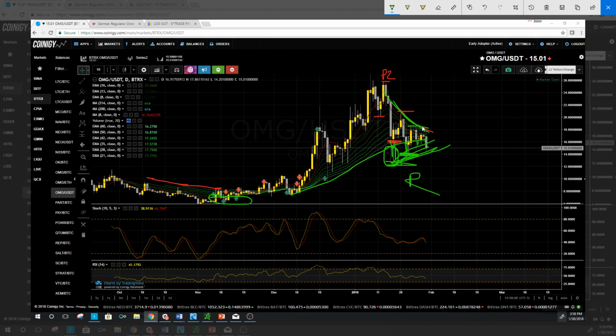And then obviously if we can take out these highs up above 18, 19, it's going to start to look like the intermediate term will turn back up, and maybe we can actually retest highs from earlier in the month, up around 25, 26.